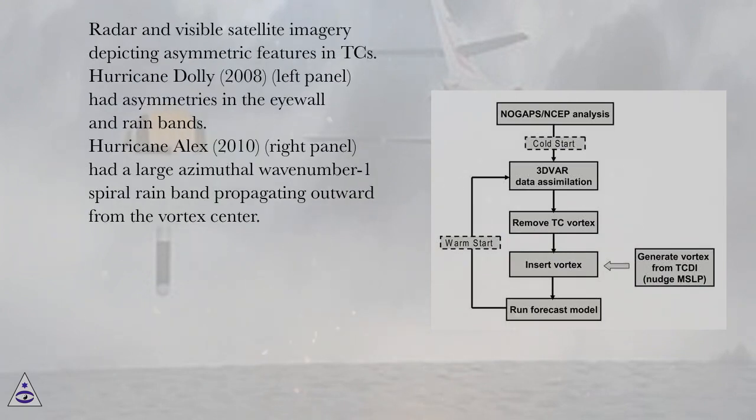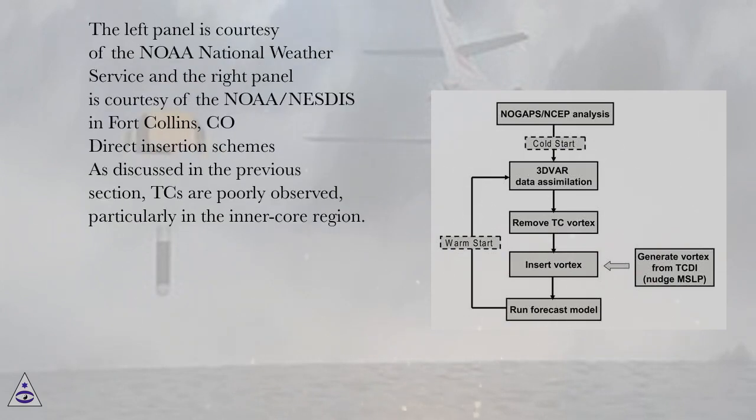Radar and visible satellite imagery depicting asymmetric features in TCs. Hurricane Dolly, 2008, left panel, had asymmetries in the eyewall and rain bands. Hurricane Alex, 2010, right panel, had a large azimuthal wave number 1 spiral rain band propagating outward from the vortex center. The left panel is courtesy of the NOAA National Weather Service and the right panel is courtesy of the NOAA/NSDS in Fort Collins, Colorado.